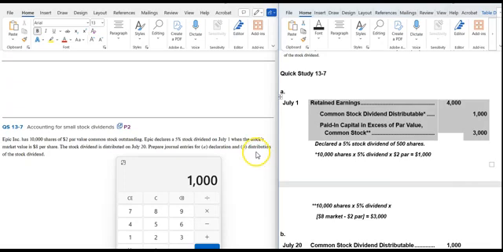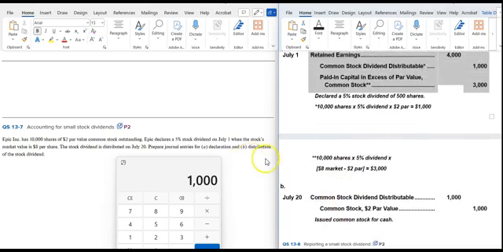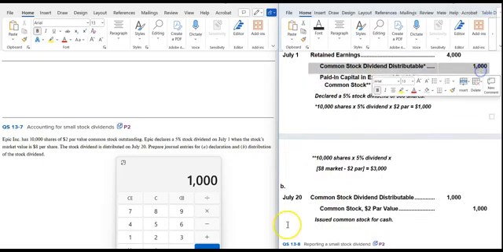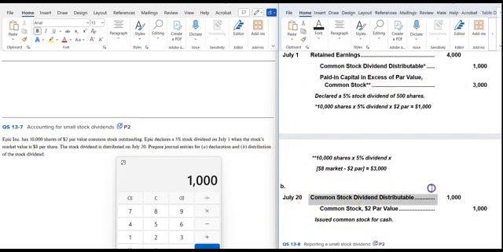Now on the date of distribution, that is when this stock will actually be distributed. There is a date in between here, the date of record, but again, there's no entry on the date of record. On the date of distribution, this account will then decrease. So we will debit the common stock dividend distributable, and that is the date the stock is actually issued. That is when we record it into the stock account at its par value.